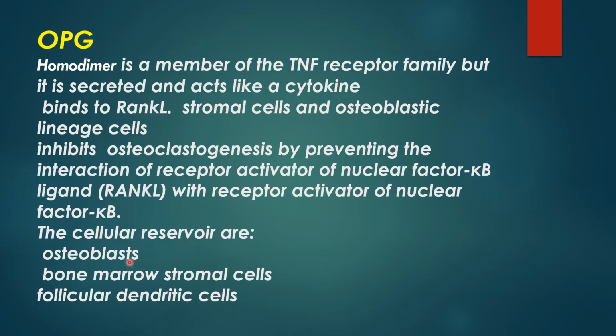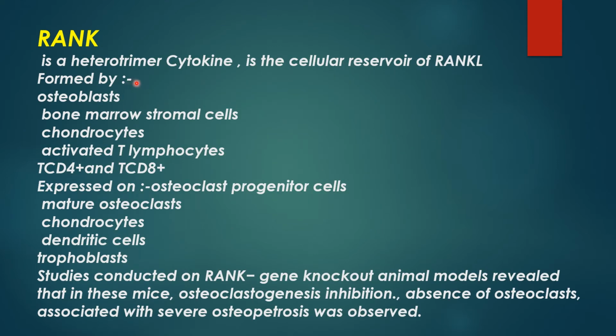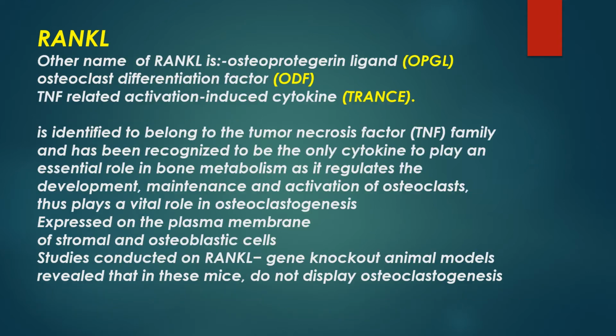The cellular reservoirs are osteoblasts, bone marrow stromal cells, and follicular dendritic cells. RANK is a heterotrimer; the cellular reservoir of RANKL is formed by osteoblasts, bone marrow stromal cells, and chondrocytes, and also activated T lymphocytes, CD4 and CD8 positive. RANK is expressed on osteoclast progenitor cells, mature osteoclasts, chondrocytes, dendritic cells, and trophoblasts. Studies conducted on RANK gene knockout animal models revealed that in these mice, osteoclastogenesis was inhibited, osteoclasts were absent, and severe osteopetrosis was observed.